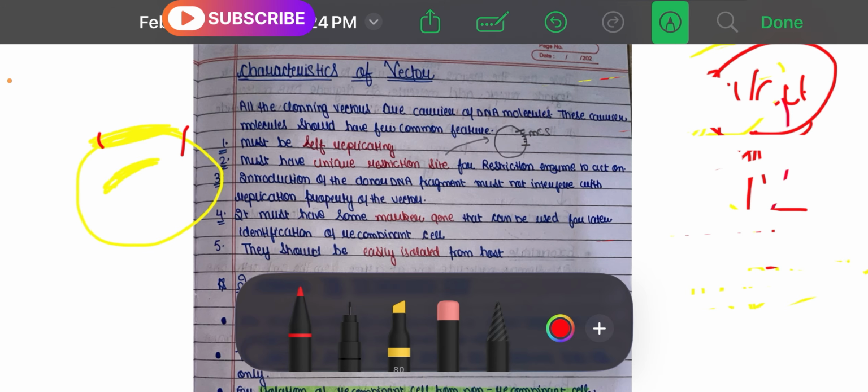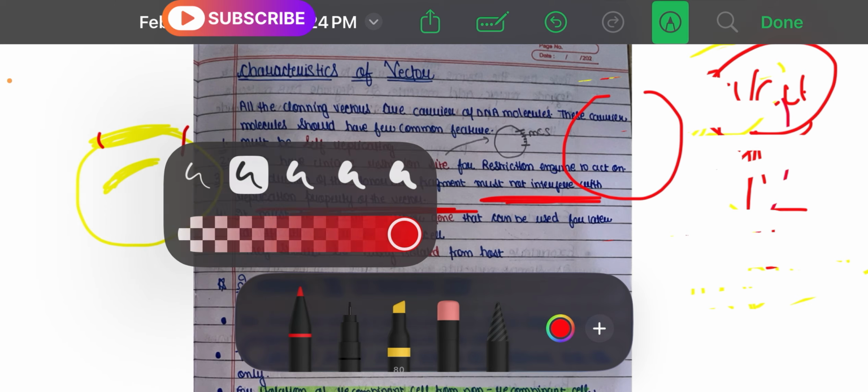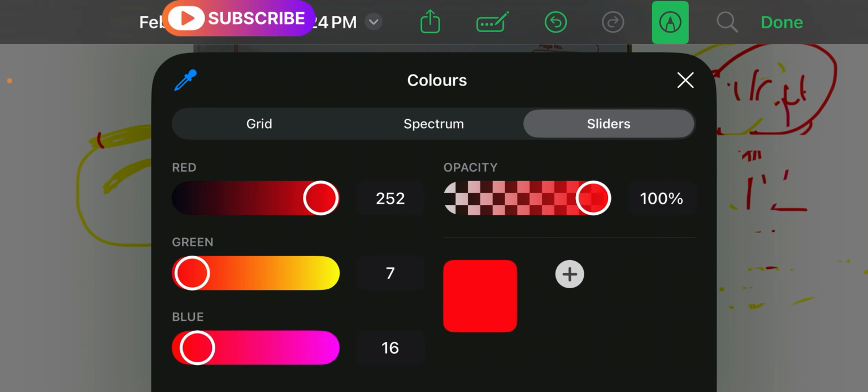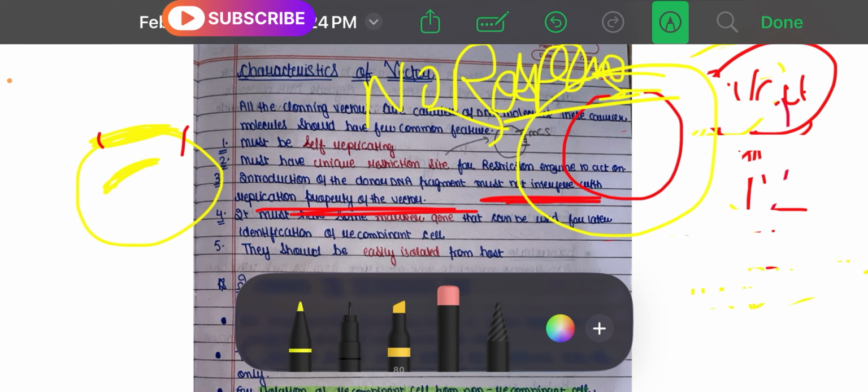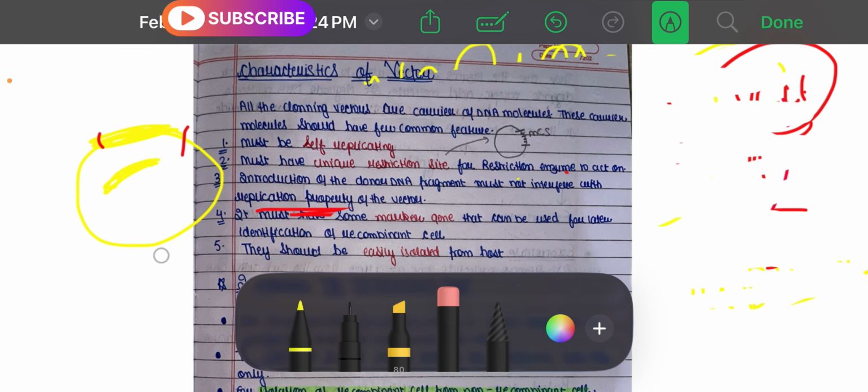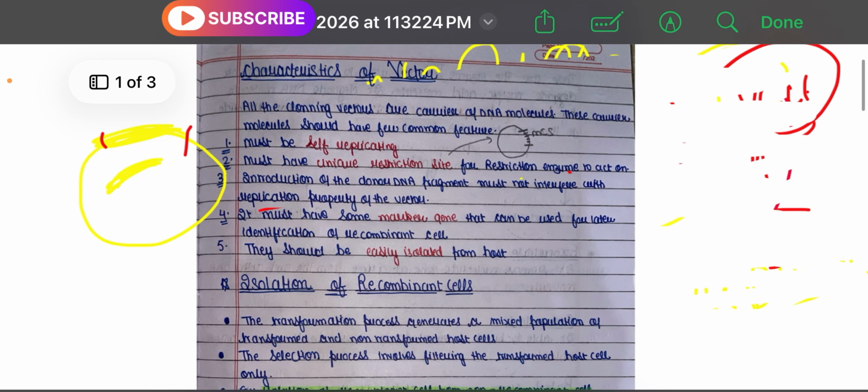Clear? Now the third point is that whenever we insert our gene of interest, it does not interfere with the property of the vector. It means that whenever my gene of interest is inserted over here, it is not going to affect the property of the plasmid. Clear? This is the most important property that the vector must have.